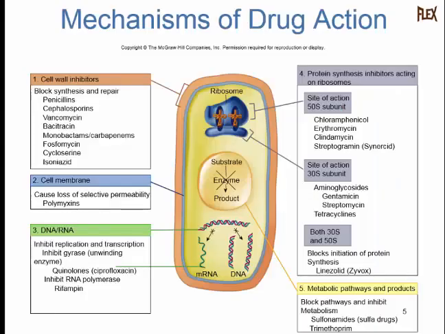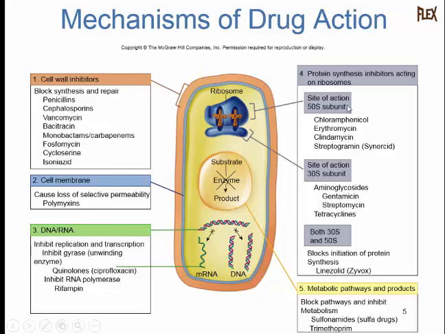And so various mechanisms of drug action, this is a great overview for some of the specific drugs that we'll talk about through this chapter. In particular, cell wall inhibitors versus cell membrane. Cell wall inhibitors, things like penicillins and cephalosporins, are going to fall in that category. Cell membrane inhibitors, so things that are going to interact with the phospholipid bilayer. DNA and RNA, so actually inhibiting replication versus protein synthesis.